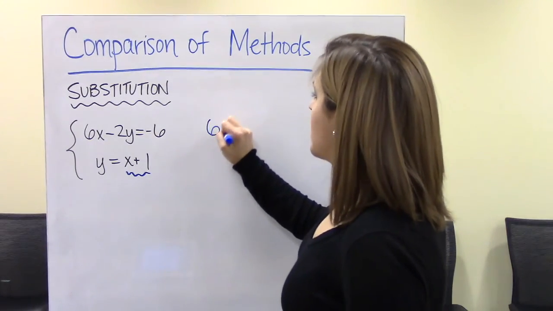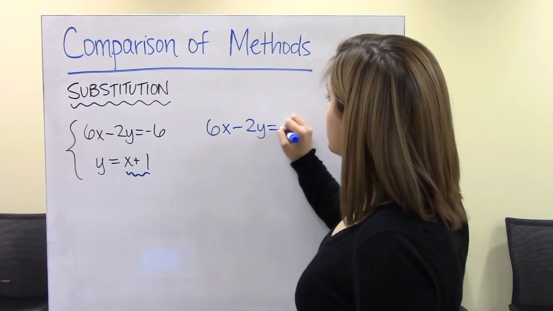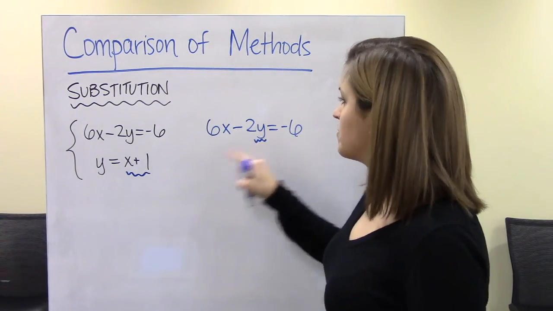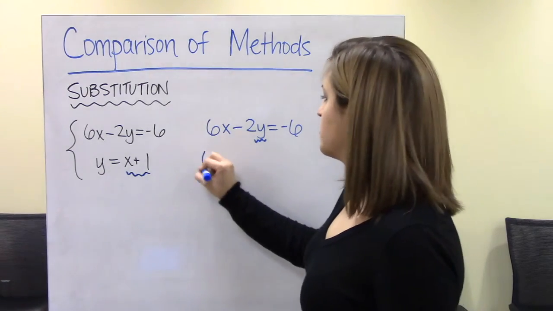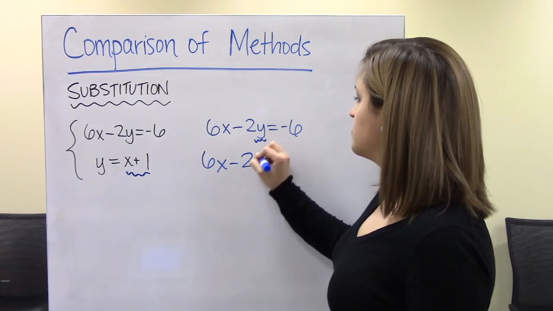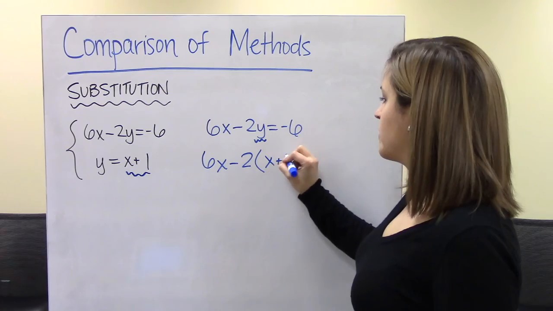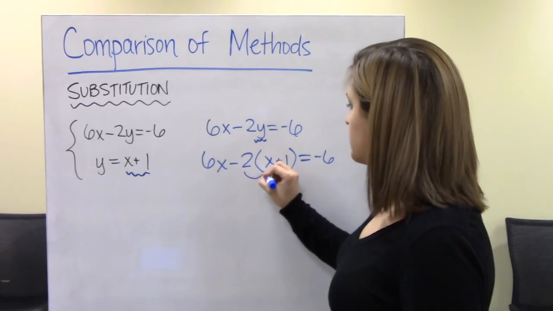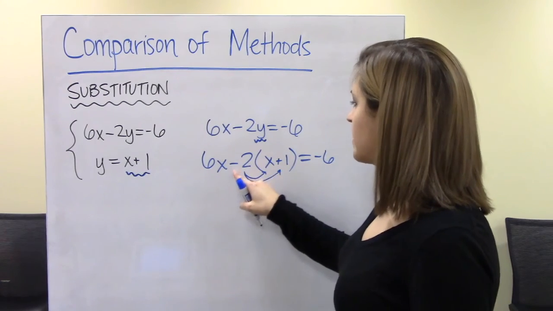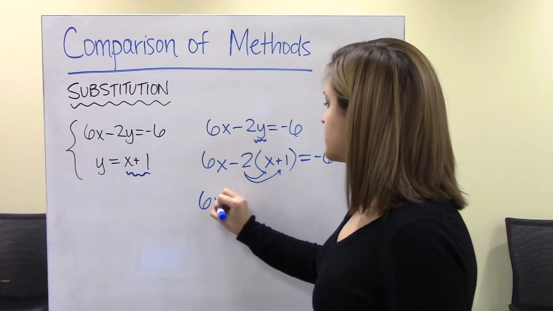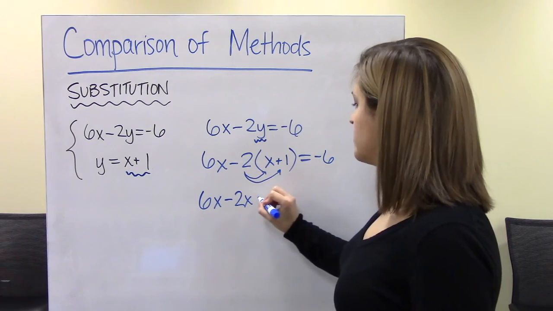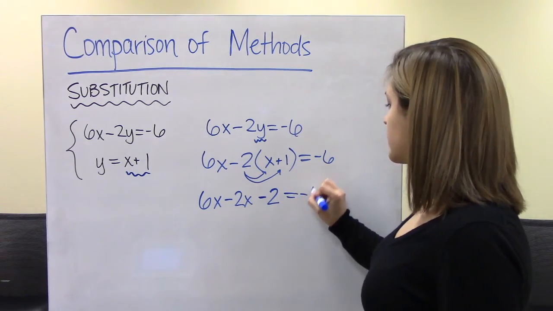So I'll get 6x minus 2y equals negative 6. And every time I see a y, so right here, I'm going to plug in what I know. So I'll get 6x minus 2 times x plus 1 equals negative 6. I'm going to have to do a little distribution here. Keep in mind that this negative goes with the 2. So I get 6x minus 2x minus 2 times 1, so minus 2 equals negative 6.